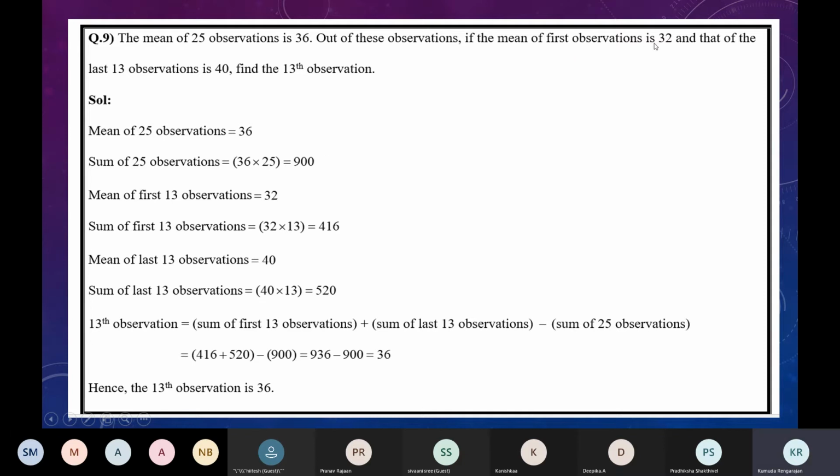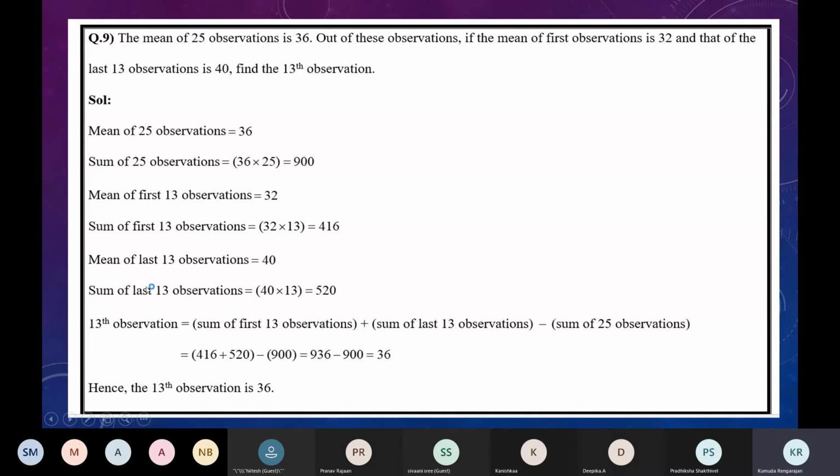First 13 observations, the mean is 32. So the sum of the first 13 observations, because we know that the sum is mean into number of observations. So 32 into 13, 416. The mean of the last 13 observations is 40. So again, the number of observations is 13 and the mean is 40. So 40 into 13, 520. The sum of the last 13 observations.